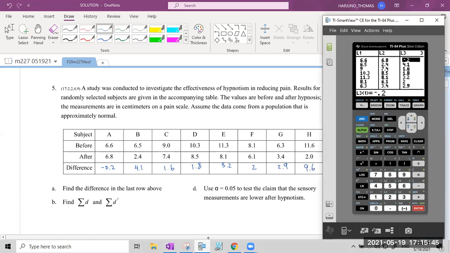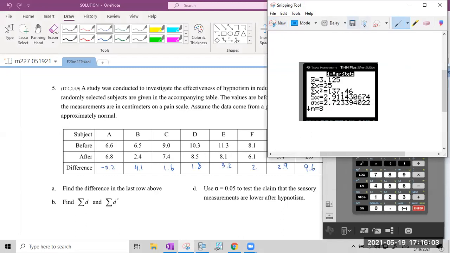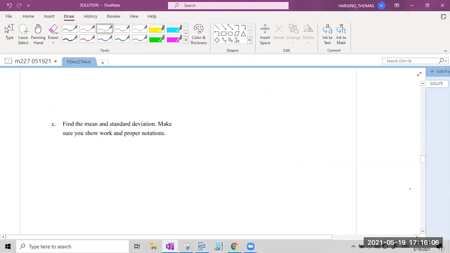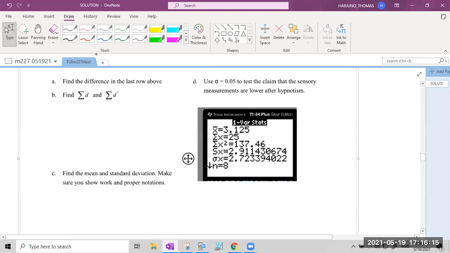Okay, go back to my calculator. I need to find the sum of D squared. Go to stat, calculate, one var stat, list number 3, which is already there. Let me screenshot that so that I don't need to go back to that calculator again and again. Okay, so the sum of D is 25. The sum for D squared is 137.46.